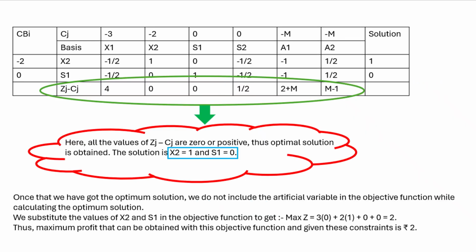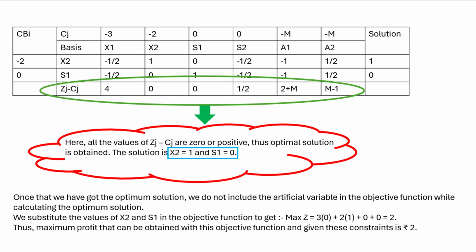So here, after forming the third simplex table, which is the second iteration, we again calculate the values of Zj minus Cj. But now all the values of Zj minus Cj are either 0 or positive. Thus the optimal solution is obtained, or it is said that the optimal solution is reached now. Here the optimal solution was reached in 3 simplex tables. In some complex problems one might need to do 10, 15, or for that matter even 20 iterations.